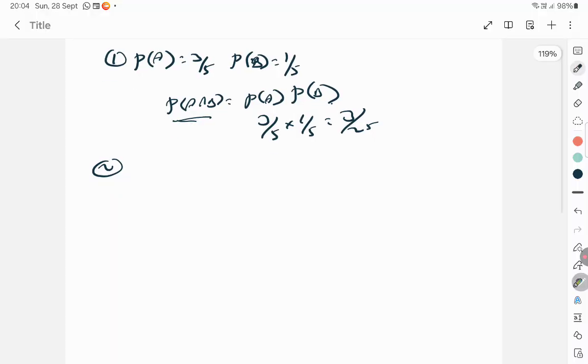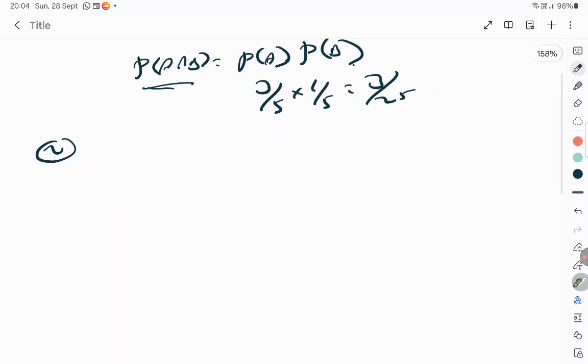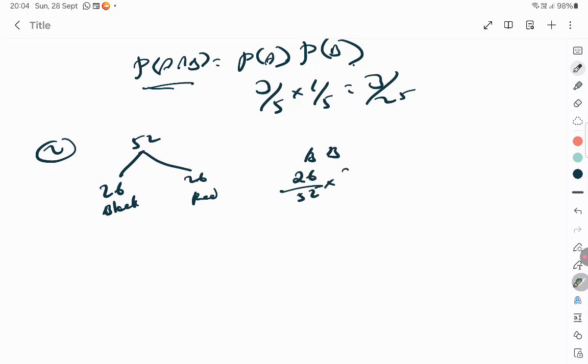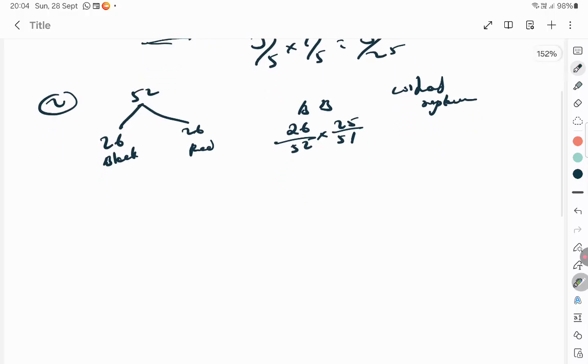Second question is two cards are drawn without replacement from a pack of 52 cards. The question is about the probability of the two cards being black. There are 26 black cards and there are 26 red cards. If you are taking two black cards, obviously it's 26 by 52 into 25 by 51, one without replacement. When you don't replace, obviously one card will become less. So I hope you understand. You can write whatever this answer is.